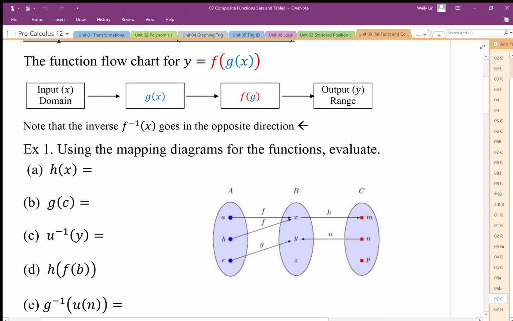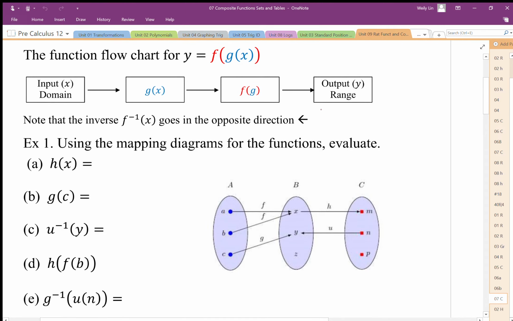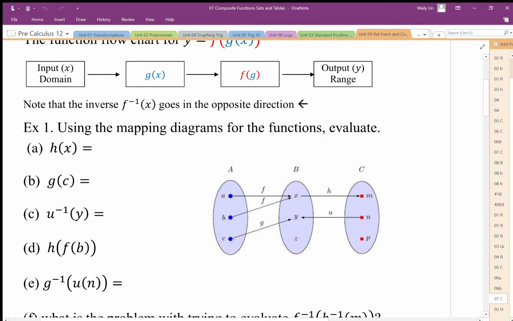Using our mapping diagrams, and we can use this kind of flow chart as well, we can evaluate some of these terms. If we take a look at the functions here, there's f, g, h, and u, and make note that u is going from right to left instead of left to right. When we take a look at the function h and the input is x, our output is going to be m. So we have m as our output for h of x.